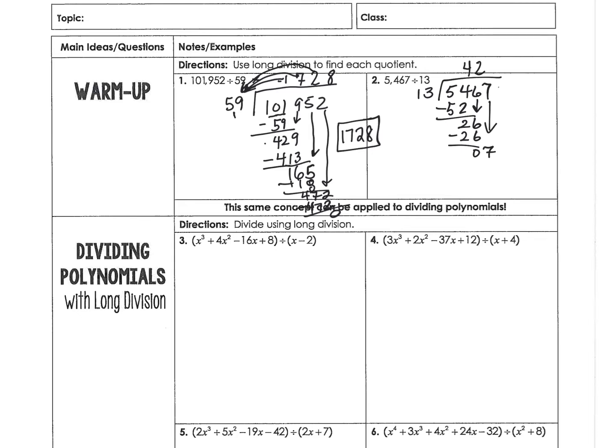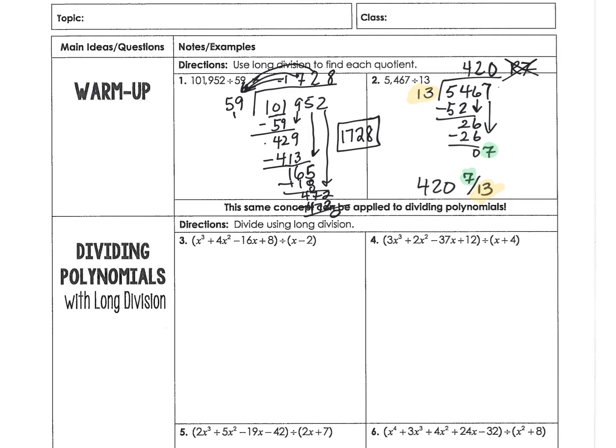13 will not go into 7, it goes in 0 times. So now we have a remainder. So our answer is going to be 420 with a remainder of 7. We don't do R7 in pre-cal. We write it as a fraction, 7/13. Okay? Notice that whatever is right here is what goes up underneath here. And whatever your remainder is here is what goes here.